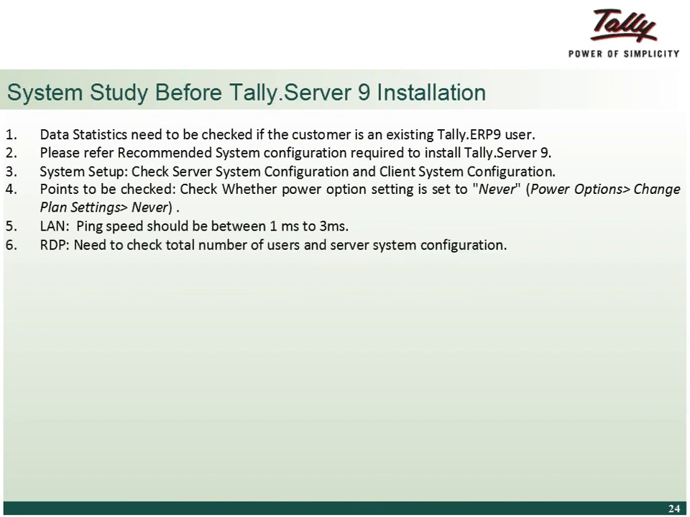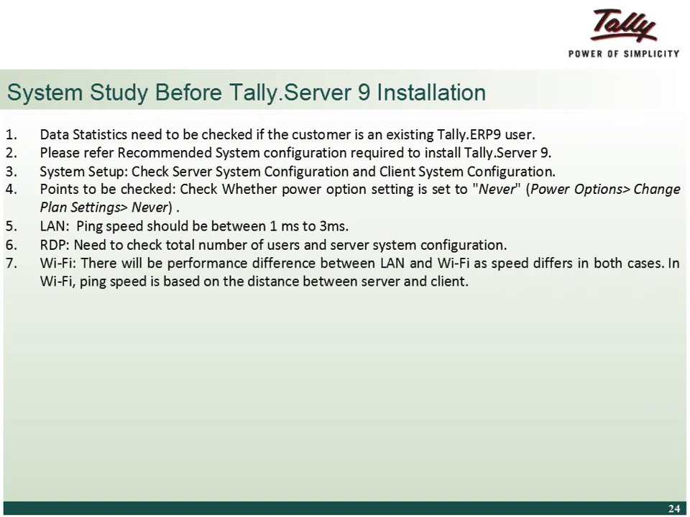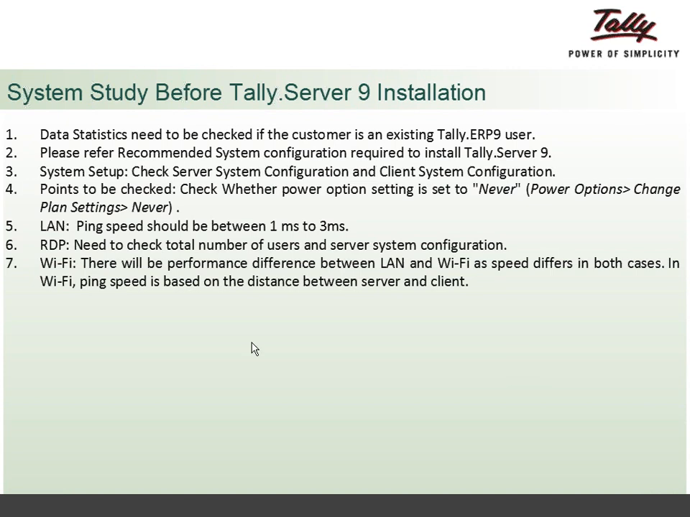Related to remote desktop, you need to check the total number of users and the server system configuration accordingly, whether the server system configuration is sufficient for the given number of users. And in case of Wi-Fi systems, if Wi-Fi is being used for accessing the data, there will be a performance difference between LAN and Wi-Fi as speed differs in both cases. In Wi-Fi, the ping speed varies based on the distance between server and client, and accordingly the customer may experience different speeds. So this has to be checked before installing Tally Server 9.